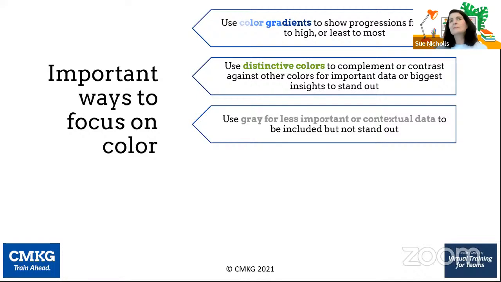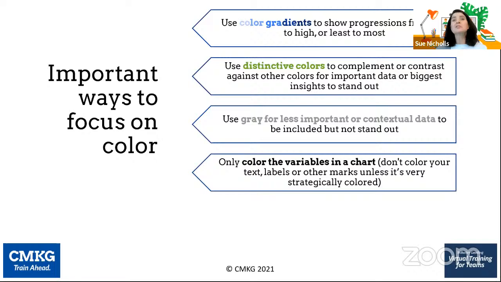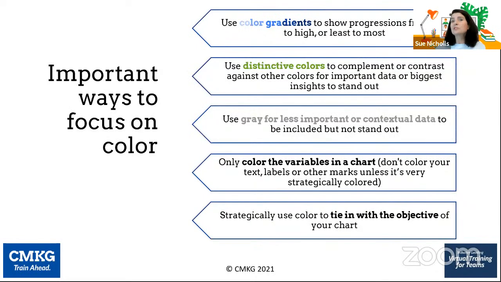The other thing that's really important to think about is that if you do have the opportunity to customize, like if you already have pre-built PowerPoint presentations given to you, go in and change some of the colors so that the pieces that really stand out are the most important things that are shouted out in a slide. Only color the variables in a chart. Don't color the text, labels, or other marks unless it's very strategically colored. Too much color creates cognitive load, and cognitive load makes it really hard for our brain to bounce around and understand what we're looking at. I'm going to show you an example of that in just a minute. And also strategically use color to tie in with the objective of your chart. I'll show you an example of that as well.